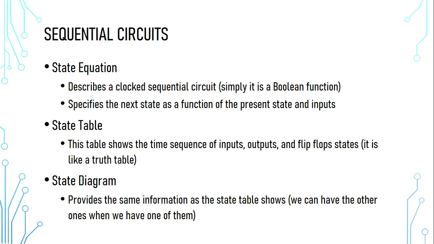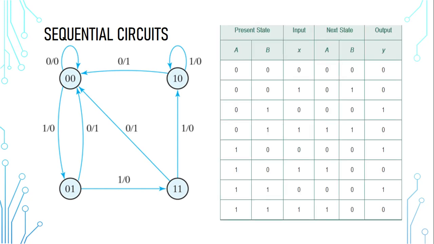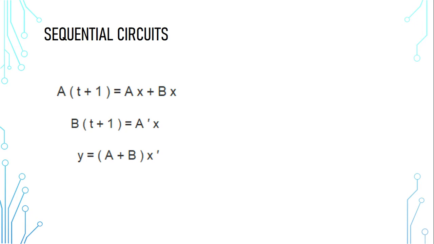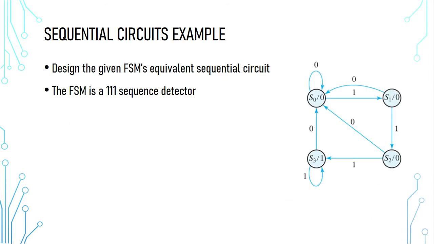And when we design, we usually start by drawing the FSM of our circuit. This figure shows an FSM. Then based on the FSM, we fill our state table as shown here. Then, after minimization with the help of a Karnaugh map, for example, we get state equations, and finally, we can have our logic circuit based on those equations. Let's see an example together.